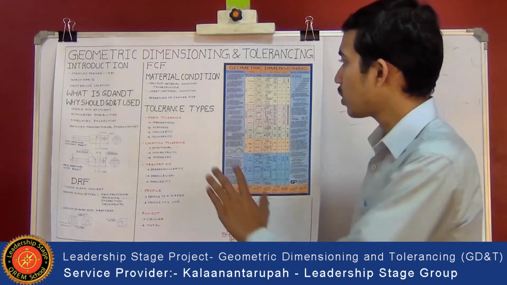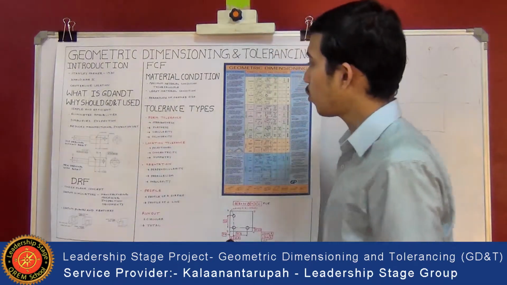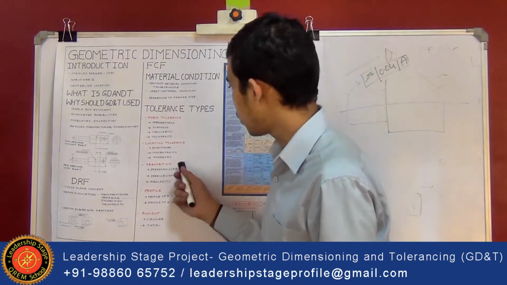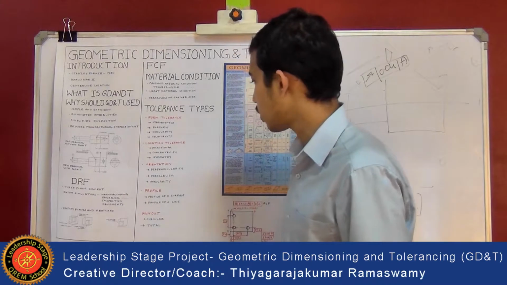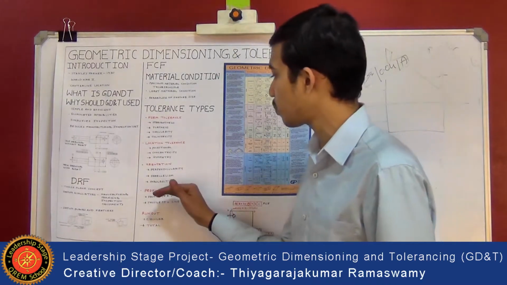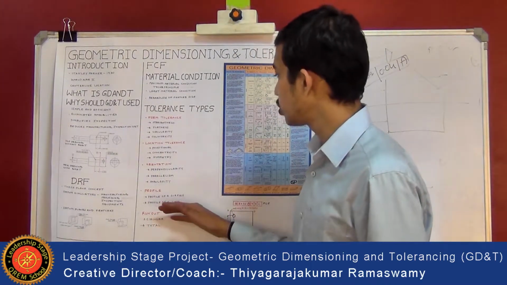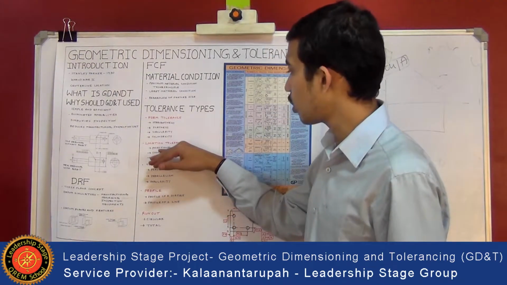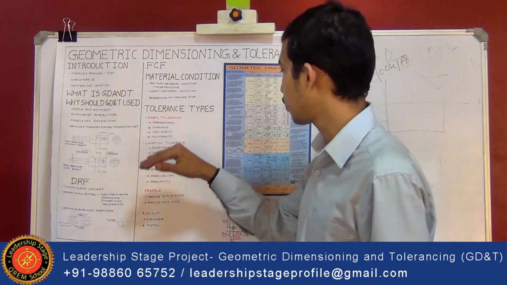So that was about the different types of tolerance. Out of these types of tolerance, form tolerance, orientation and location tolerance are very important. Runout tolerance and profile tolerance are very rarely used, but position tolerance is an important tolerance which is used in all types of drawings.